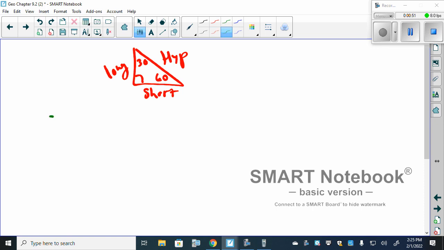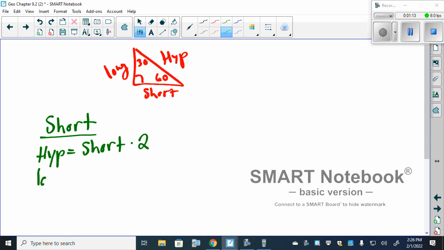Now, if we're starting off and given the short side length, to find the others, well, we can find the hypotenuse. We take the short side length, guys, and multiply it by 2. To get the long side length, we take the short side length and multiply it by the square root of 3. And we went over examples of these here when we're given the short side length first.